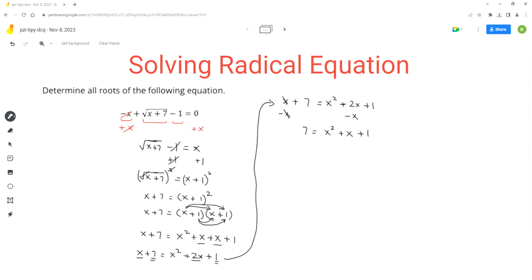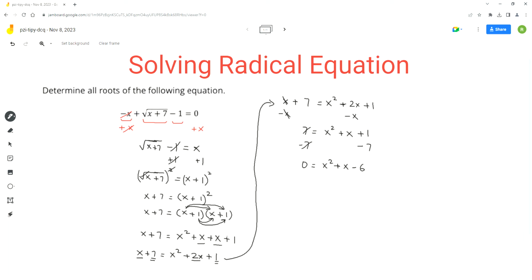Now we have to gather the number terms. So we can move the 7 to the right side of the equation by subtracting 7 from both sides. So the 7 on the left side cancel each other out. So we get x squared plus x minus 6, because 1 minus 7 is equal to negative 6. So now this is a quadratic equation we have to solve.